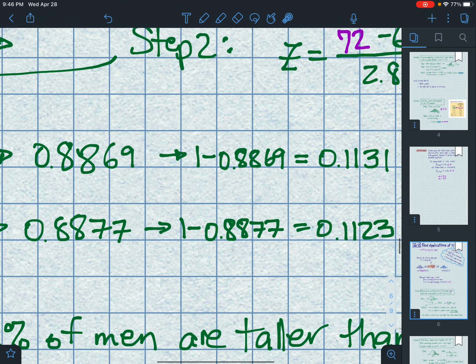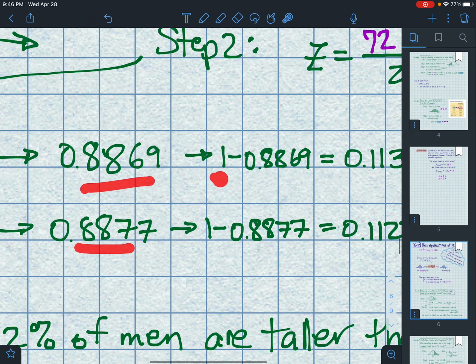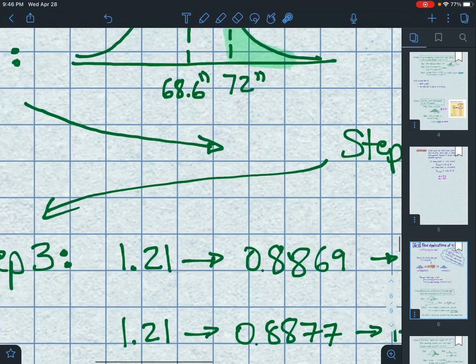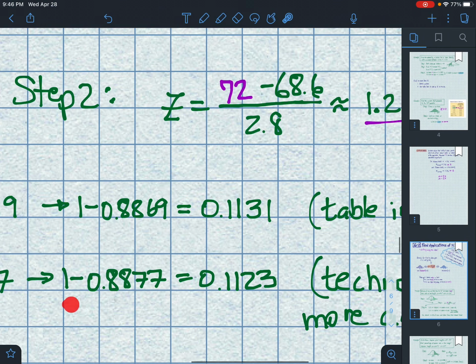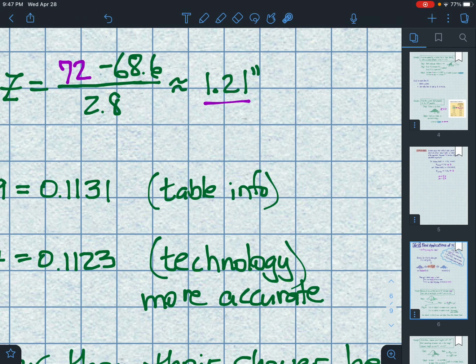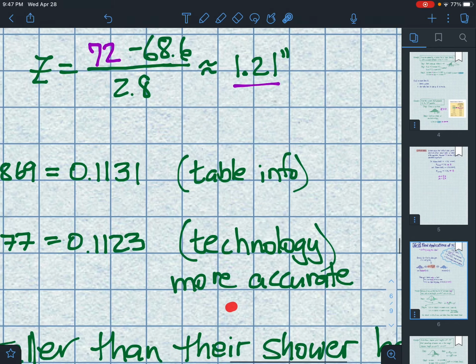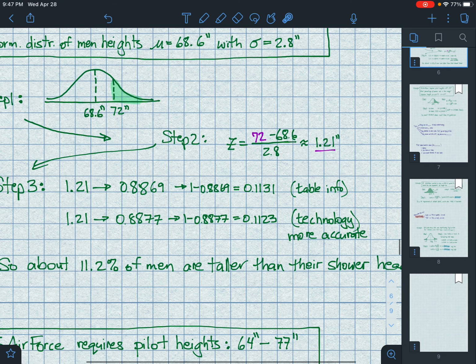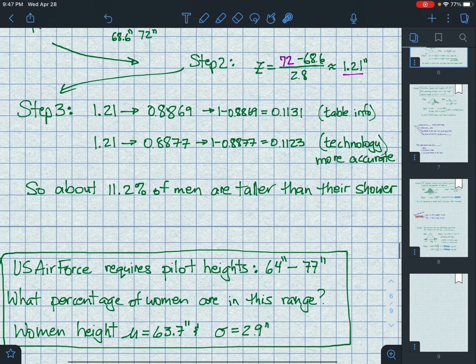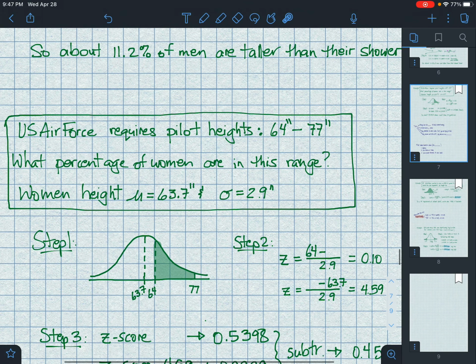Now when I type those in, it's about 88%, so I need to find the complement. Remember, we're not doing the left side of the curve, the 88%. We want the other side. So that's why we're doing 1 minus. They both give us relatively close values. In the table it's going to be 11.3%, whereas in technology you'll get 11.2%. So we summarize that a little bit over 10% of the men are going to be irritated when they bump their head in the shower.